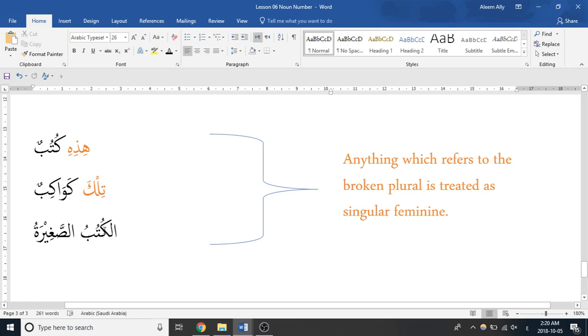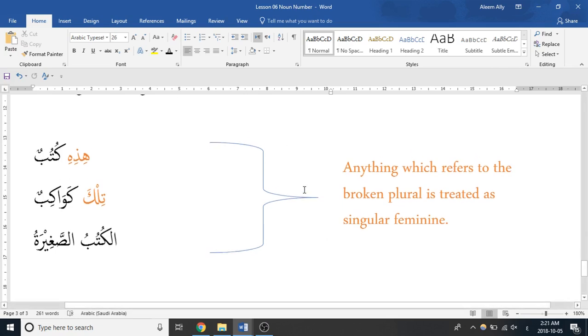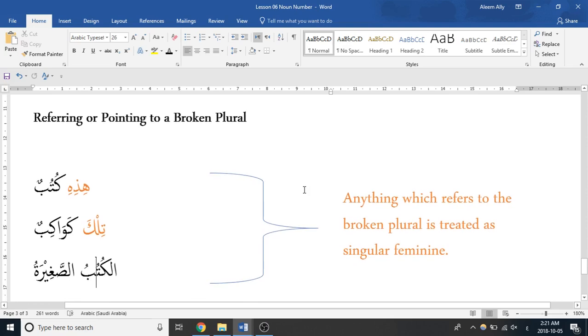And these two things have to match in all four properties, right? But in this case, in this one case, the adjective, since it's pointing to a word that's a broken plural, it will be singular feminine rather than being plural feminine. So this is just a rule to keep in mind. It tricks a lot of people, but it's really easy to iron out when you get a bit of practice in.